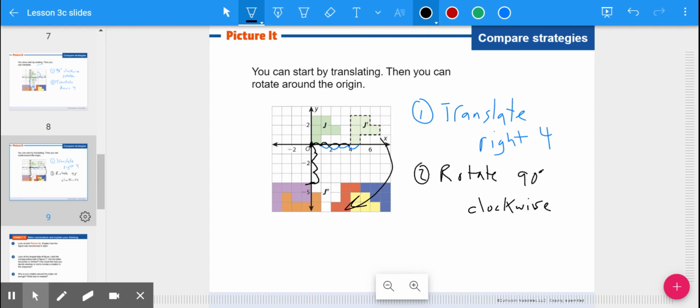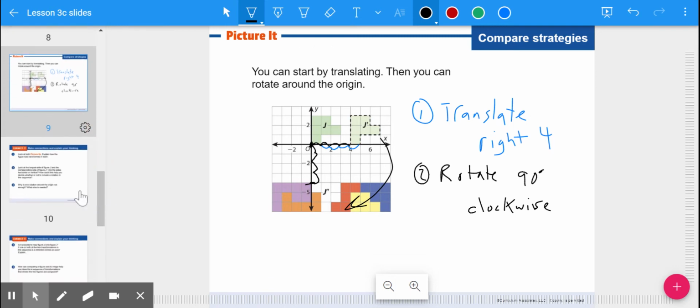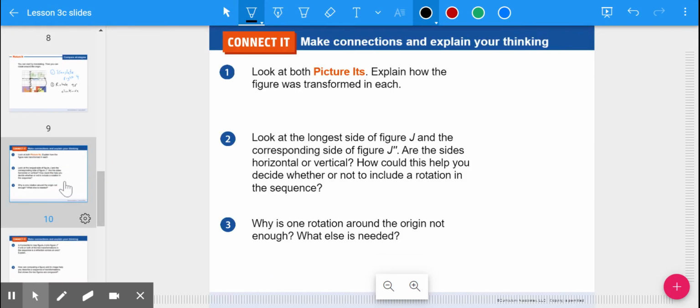Two different ways get you to the same spot as long as you can describe those correctly. They should make it to the same spot. So let's go to page 57 real quick and talk about this. Let's break it down a little bit so we can understand it more. On page 57, let's start with these questions.